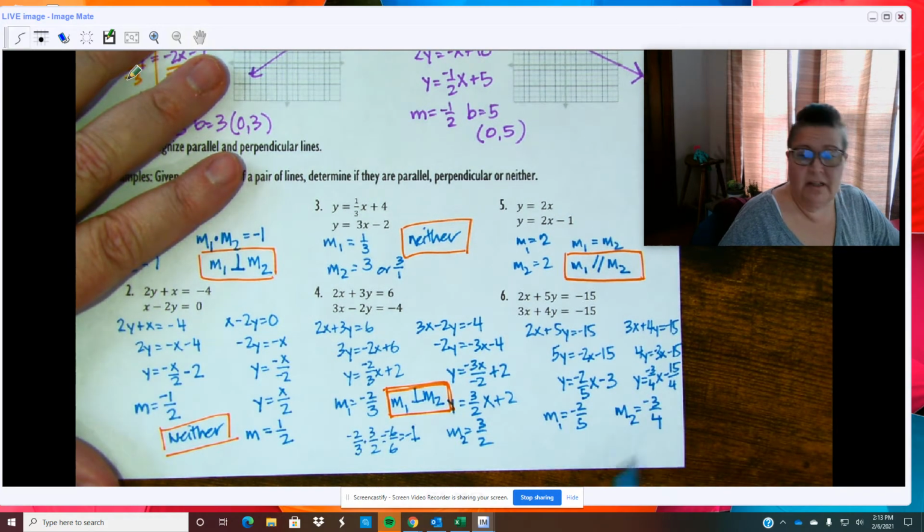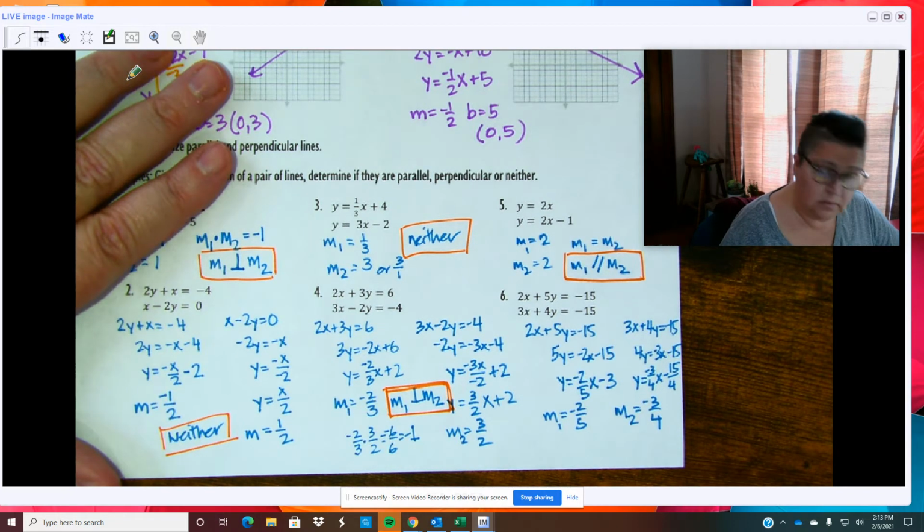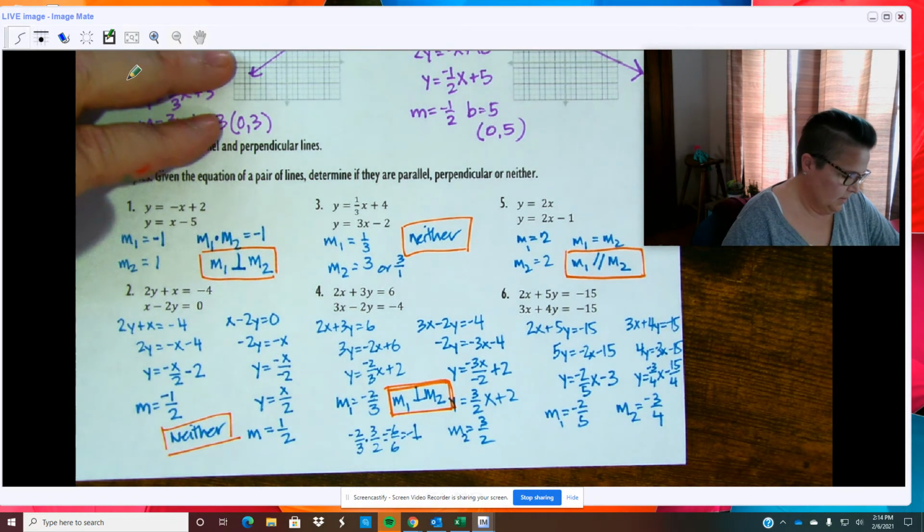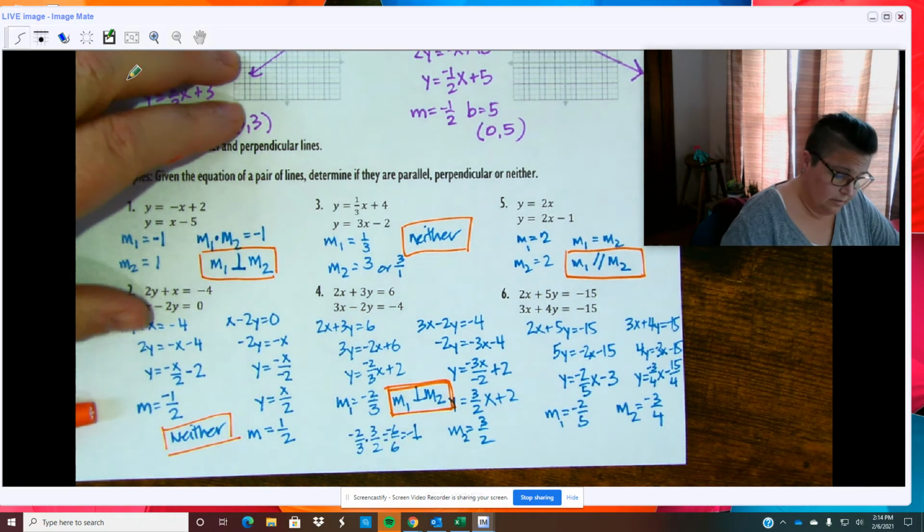Negative 2/5, negative 3/4. They are not the same. They are not reciprocals. Slow it down, Amy. They are not the same slope, so they will not be parallel. In addition, they are the same sign, so they cannot be perpendicular. These are neither.